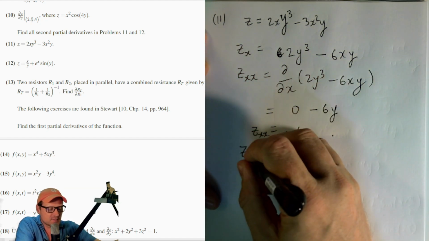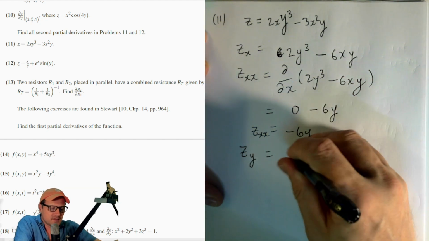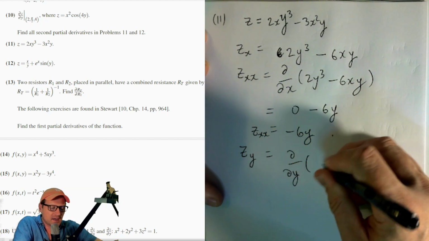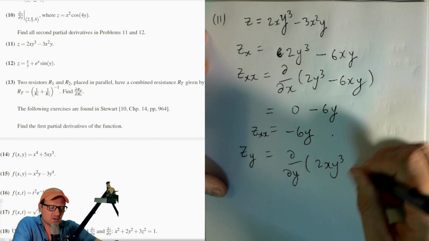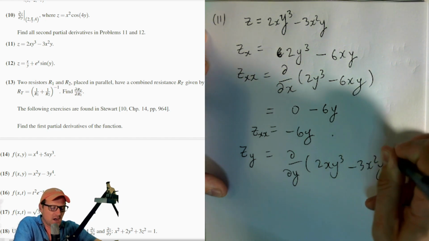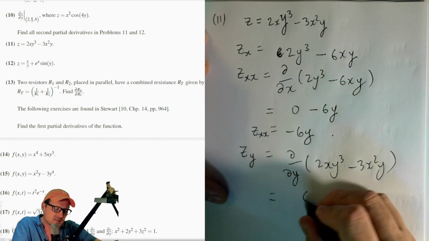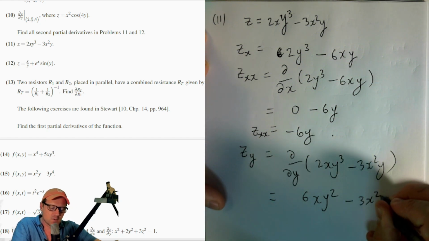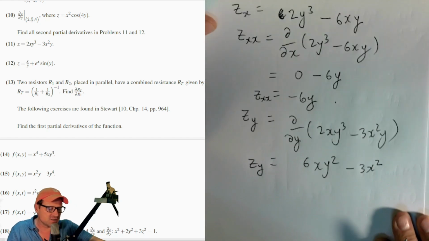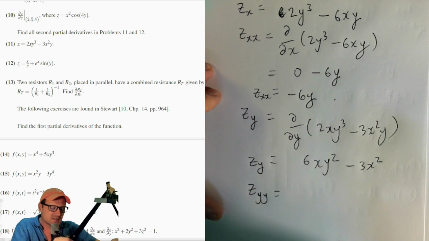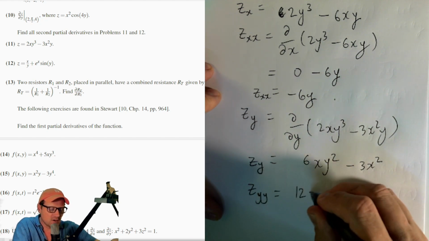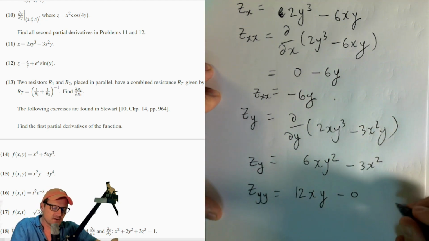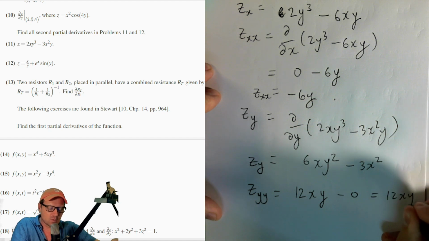Okay, now z subscript y is the derivative with respect to y of 2xy cubed minus 3x squared y, and so we have 6xy squared minus 3x squared for that. Okay, differentiating that again gives us 6 times 2 is 12, xy minus 0, and so we have 12xy for that.